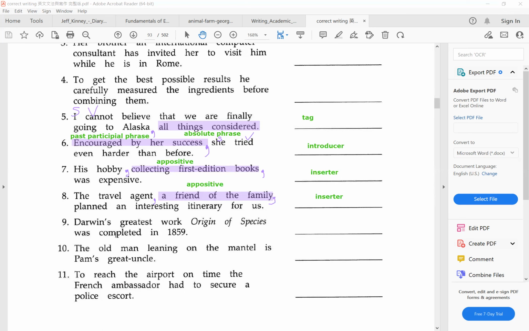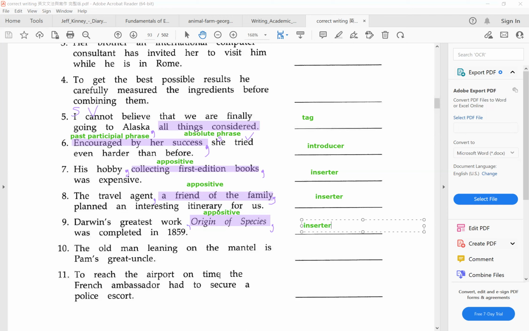Now, number 9, Darwin's greatest work, Origin of Species, was completed in 1859. So same thing, Origin of Species is a noun phrase talking about work, another noun. And this is an appositive. You might be wondering, why is this non-essential appositive? Because supposedly people acknowledge that his greatest work is Origin of Species. So there's no doubt about it, right? Greatest, the best, the first, the last. Okay, and that is our inserter commas.